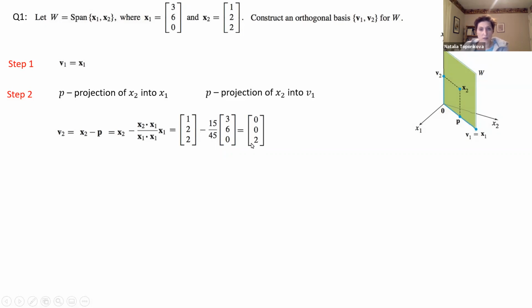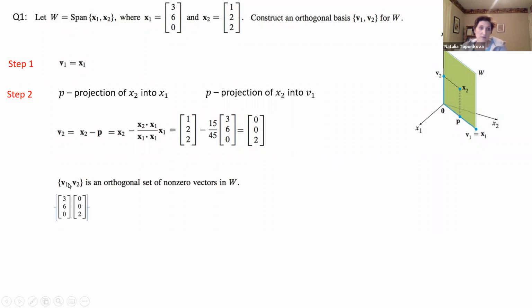Okay, so we conduct a little bit of algebra, calculate, and get the vector (0, 0, 2), which is exactly what we have here. Our x2 has only the z component. So we can stop here because we only have a two-dimensional space. So our Gram-Schmidt process has only two steps. We are only looking for two orthogonal vectors. So we can use our vectors v1 and v2 and report them.